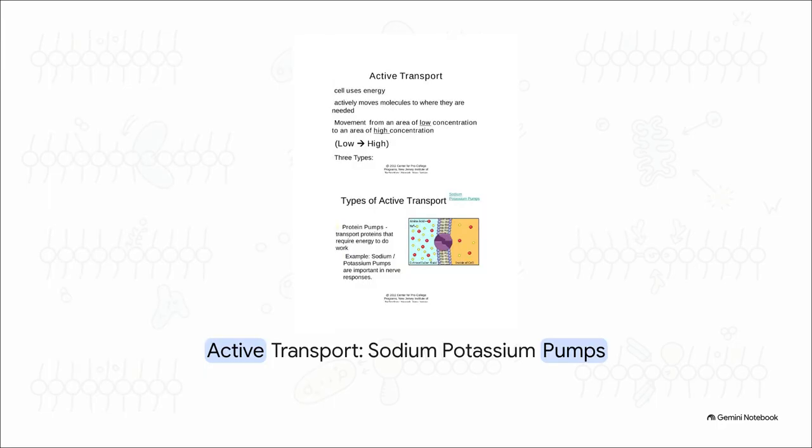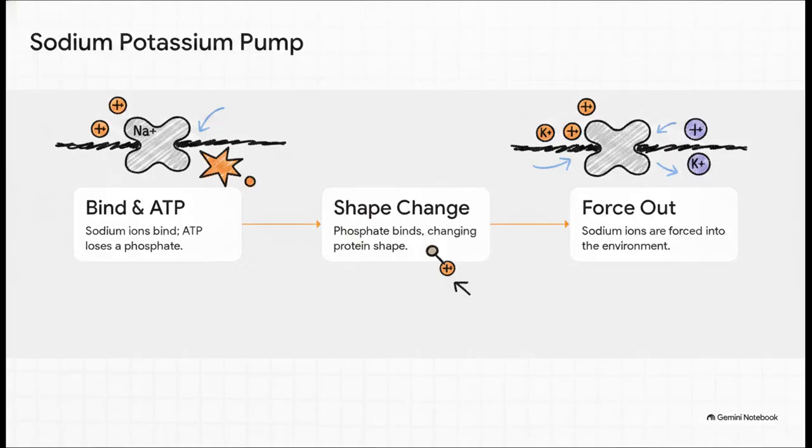Okay, now let's shift gears completely to active transport. Sometimes the cell has to fight the current. It needs to stockpile nutrients or push out waste against the natural flow. To move molecules from a low concentration into an area that's already highly concentrated, the cell has to spend energy. It uses specialized transport proteins called protein pumps to physically force these molecules across the boundary. Let's walk through a real-world example of this in action, the sodium-potassium pump.